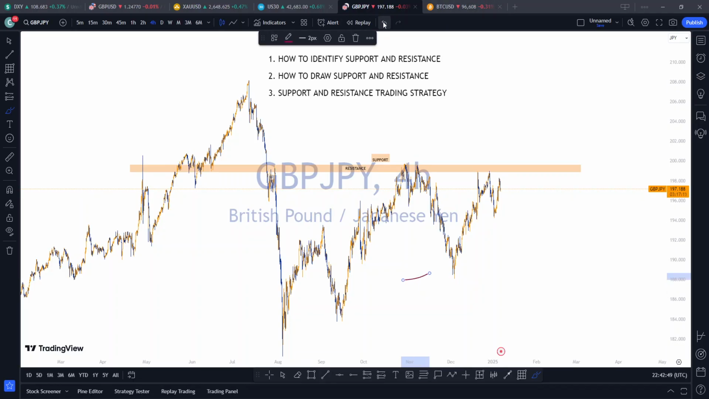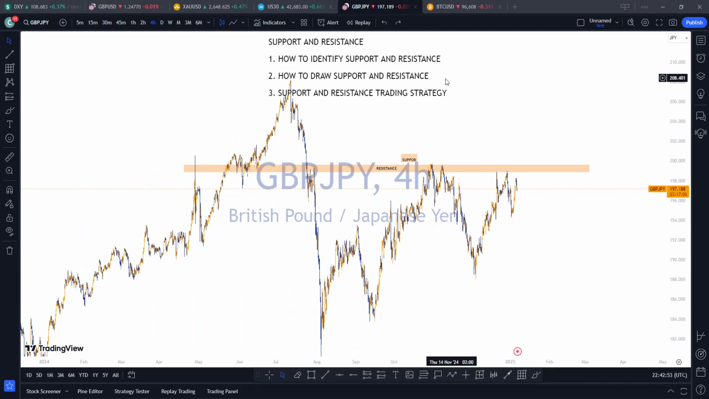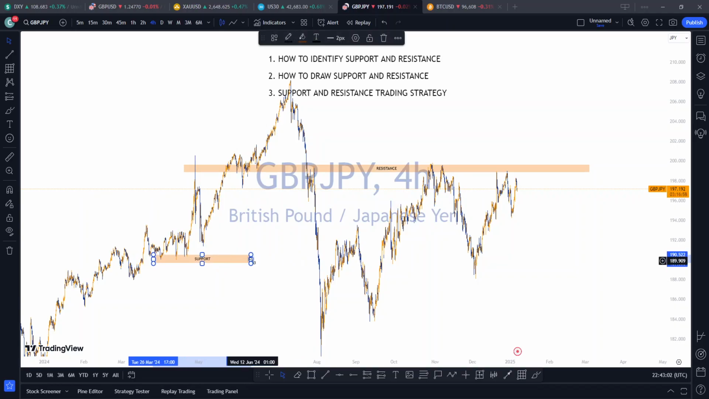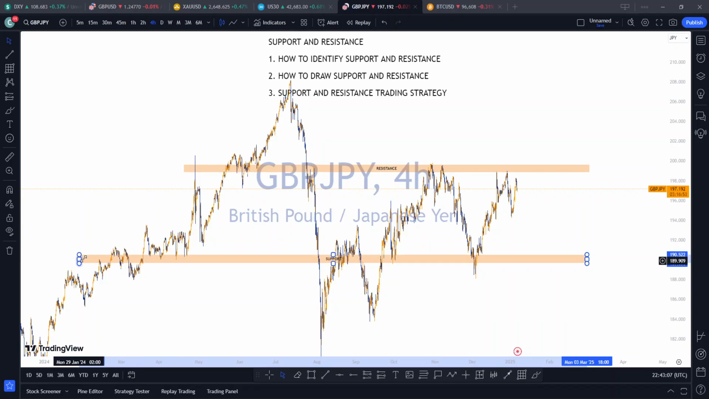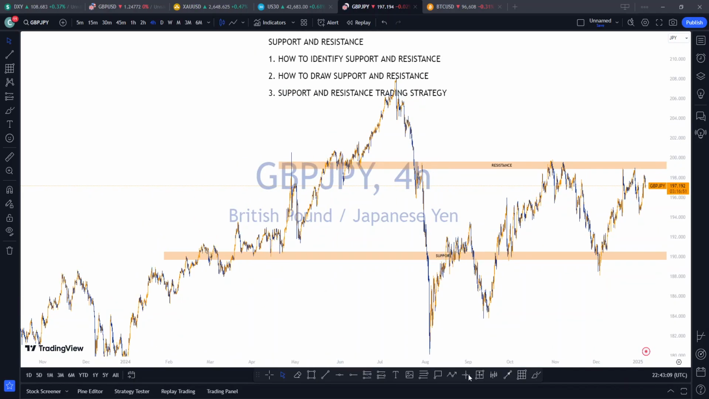So now let's look for a good support. Let's see, this right here is a good support. So if you can see right around this area, we rejected here. We rejected here. So these are like false breakouts right here before the actual rejection was made.